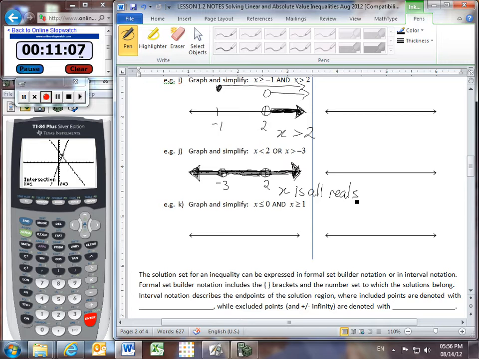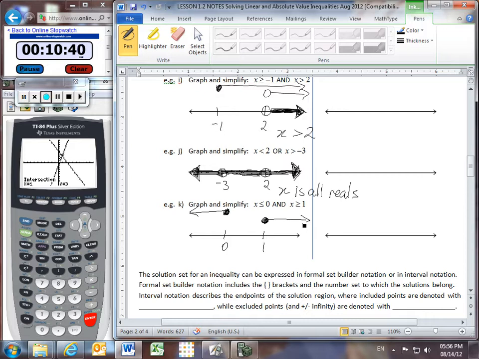X is all reals. Part K. We've got an AND situation. That means that we need to graph above the number line and then look for the region of overlap. So we've got 0 and we've got 1. Let's first graph x is less than or equal to 0. Here it is. Now let's graph x is greater than or equal to +1. Here it is. Now let's look for the region of overlap.